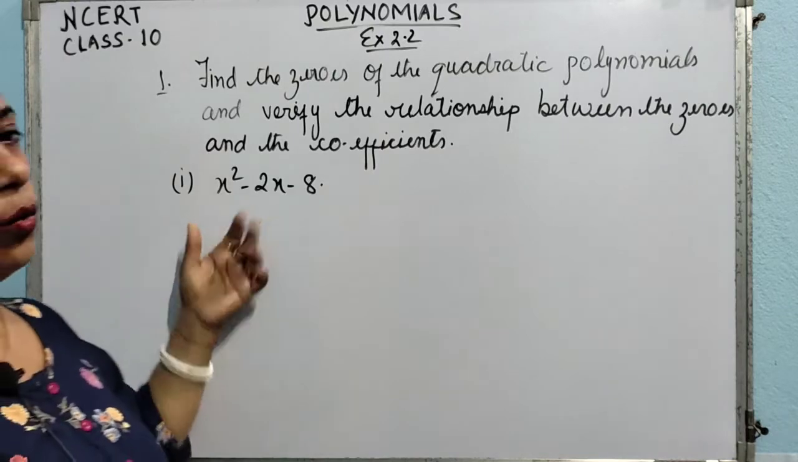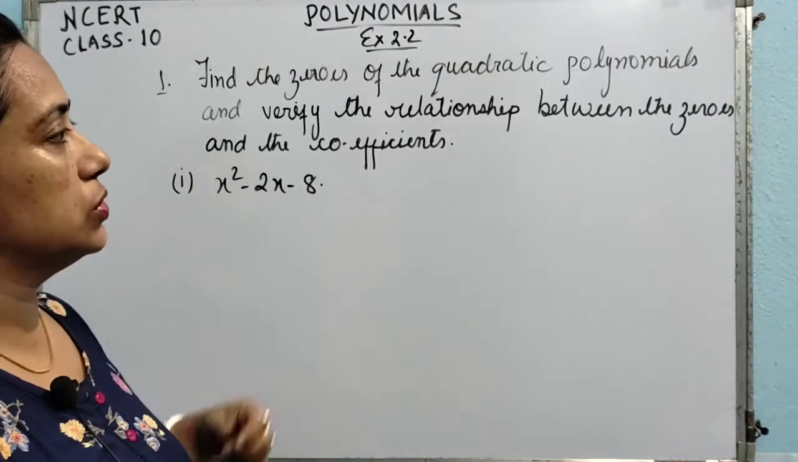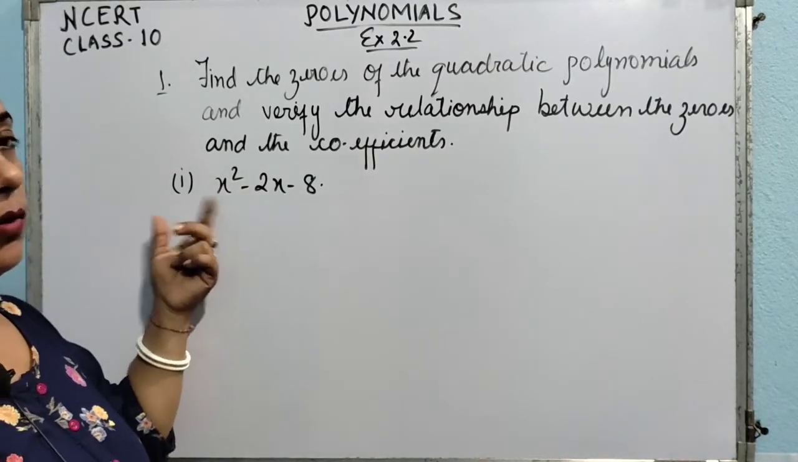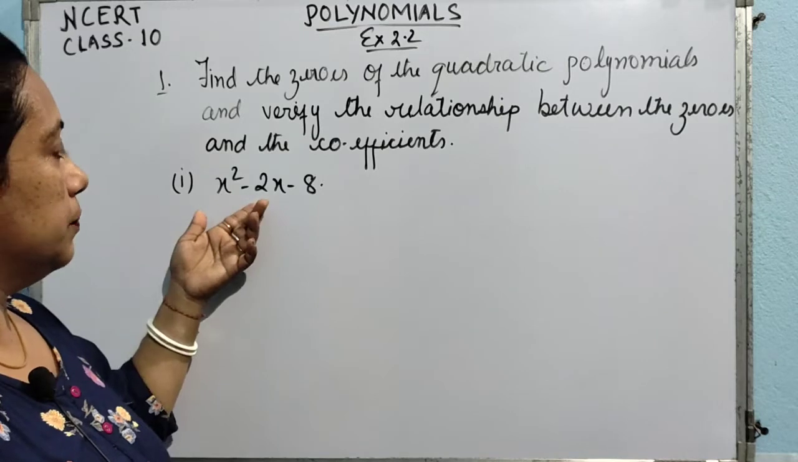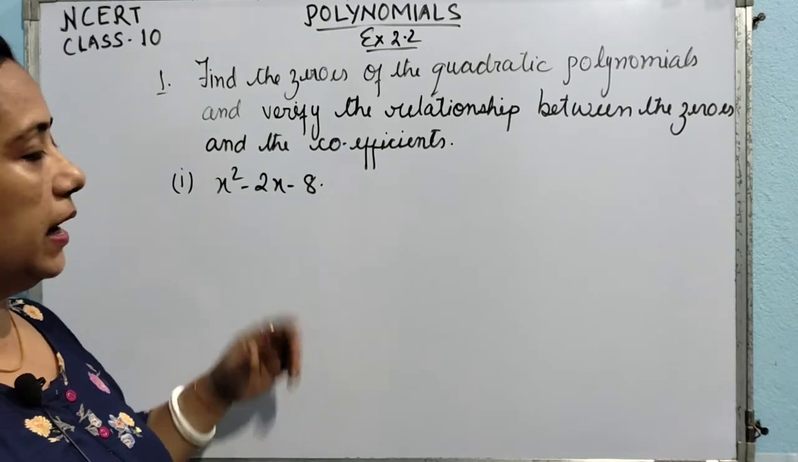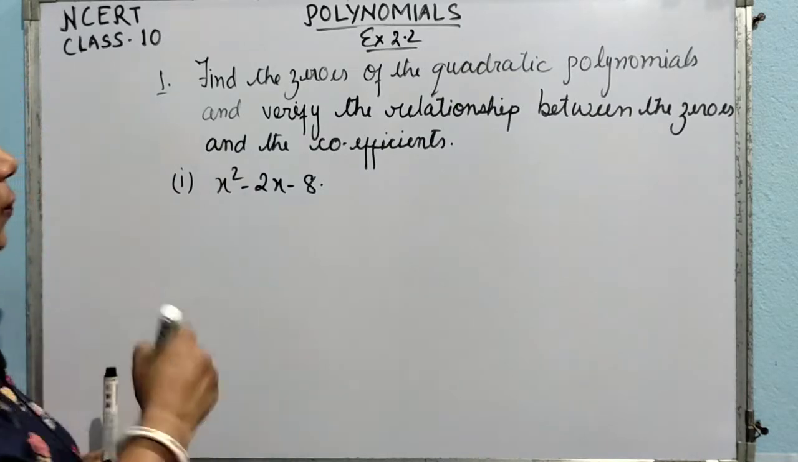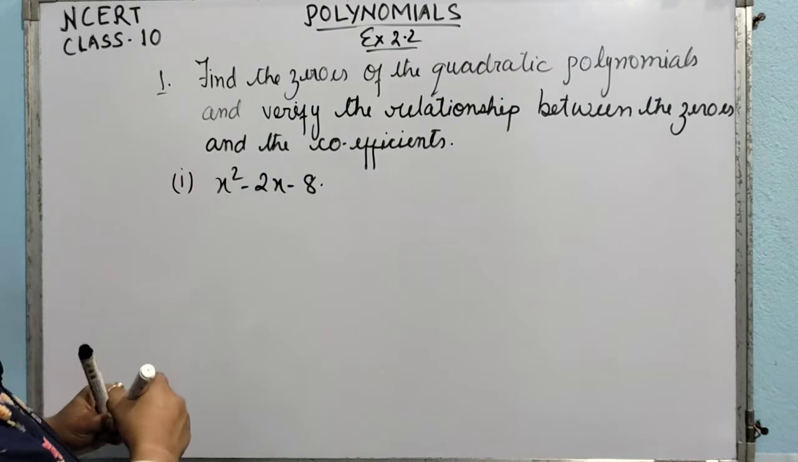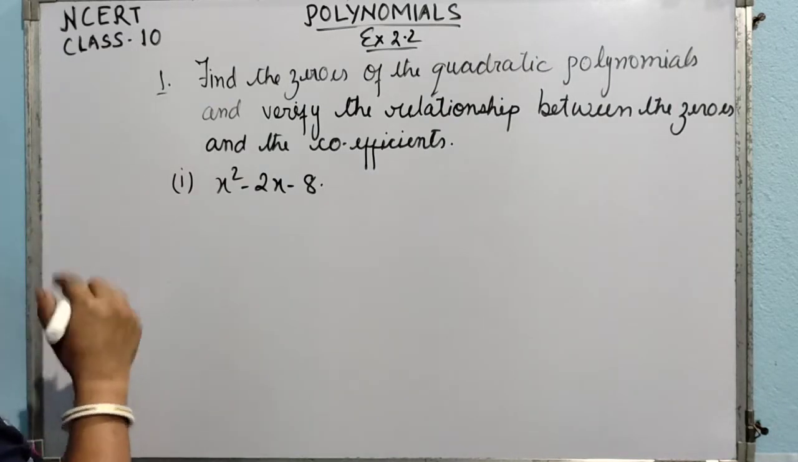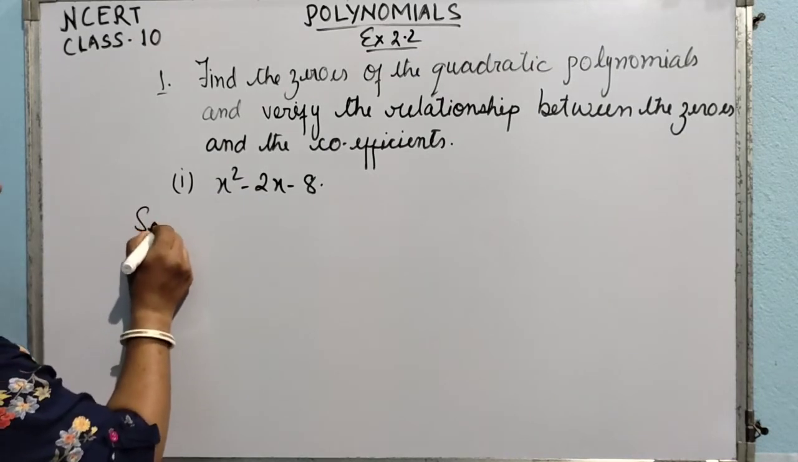You already know the relation between the coefficients and the zeros of a particular polynomial, isn't it? In case of a quadratic polynomial, we know that the sum of the zeros is equal to minus b by a and the product of the zeros is equal to c by a. So first we have to find the zeros. Okay, so we can start the solution like this.